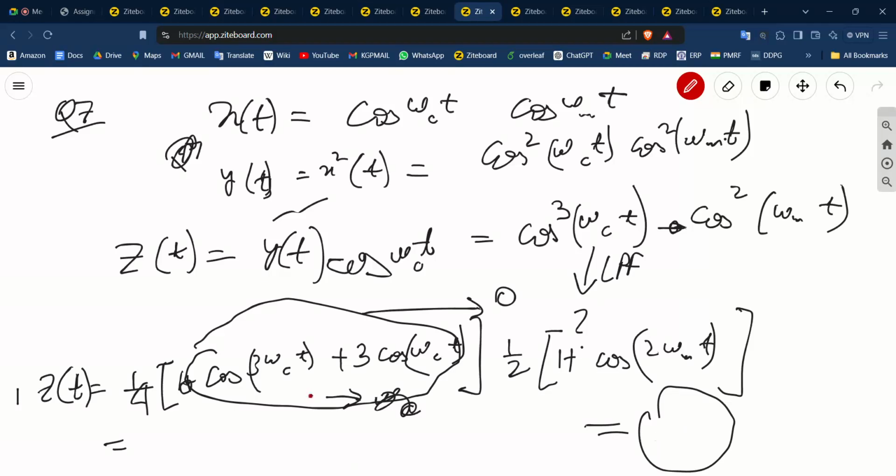Because both of them are omega ct and 3 omega ct, both of them will be 0 if you pass it through an LPF with cutoff omega c. So the first term will be 0, and if the first term is 0, the second term will be multiplied with 0, so it's 0. So finally the answer will be 0.